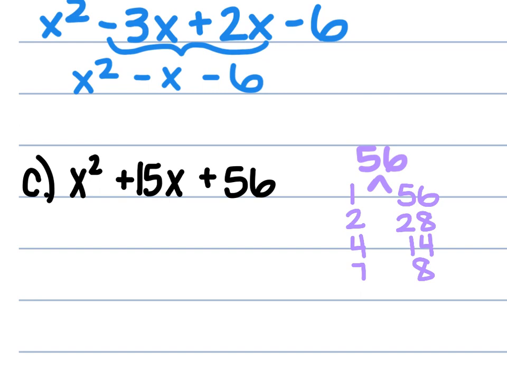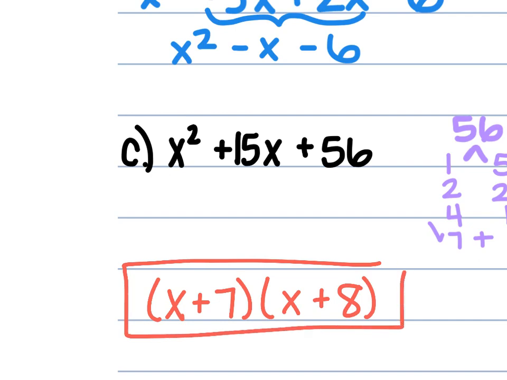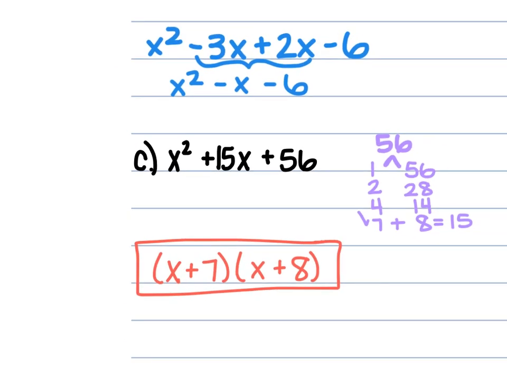Think of all of these. When we add these up, do any of them give us a sum of 15? Yes. The 7 and the 8 give us 15. So the 7 and the 8 are what we are going to use when we do our parentheses. So x plus 7 times x plus 8. Again, multiply this out. If you get the multiplication of it to be the same trinomial that you started with, you know your two parentheses are correct.